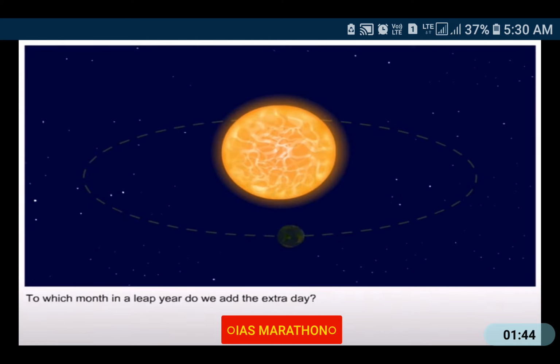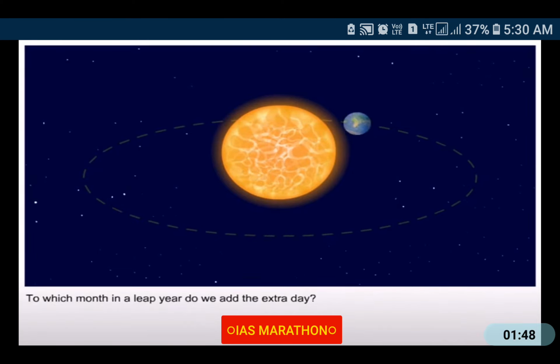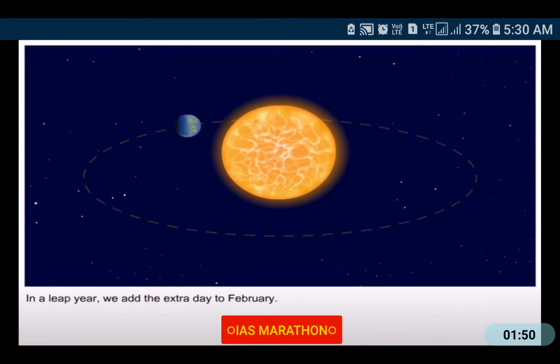To which month in a leap year do we add the extra day? In a leap year, we add the extra day to February.